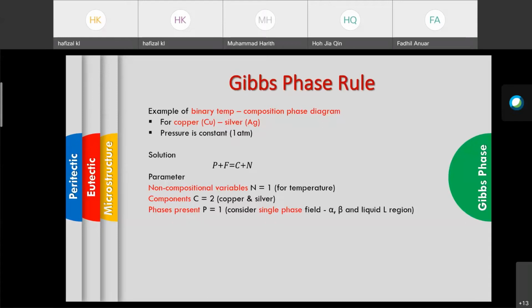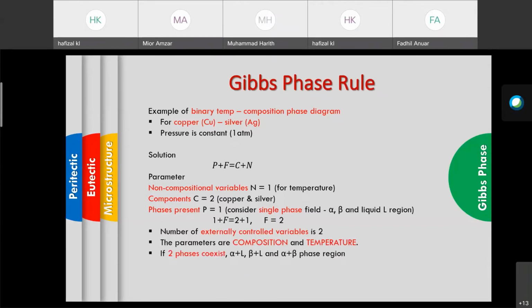Okay, so let's say P is number 1. From there we can get the value of F by substituting the values of N, C, and P. So finally we will get the value of F equal to 2. The 2 indicates the control variables. We know that the control variables are indicated by F, so the parameters are the composition and temperature.